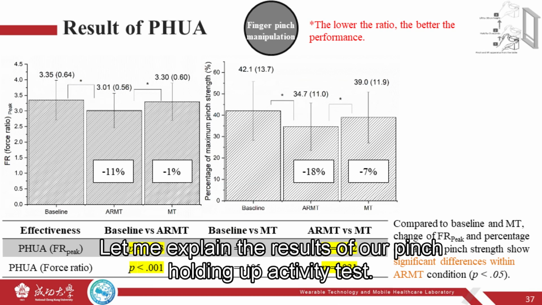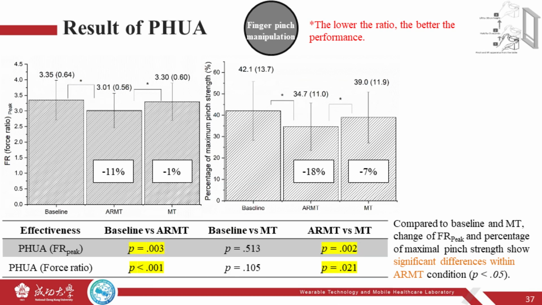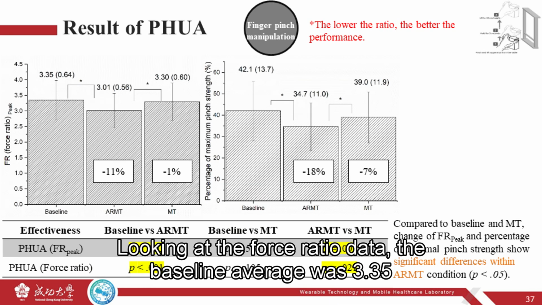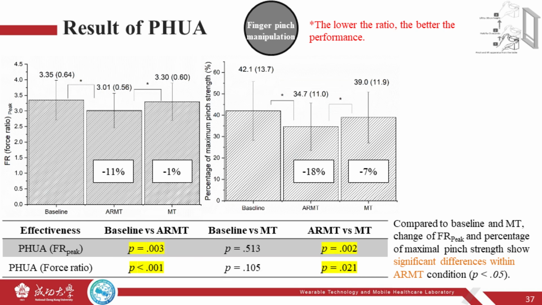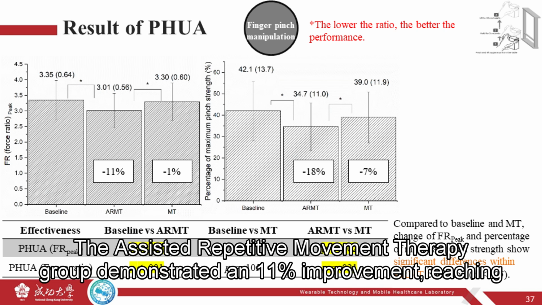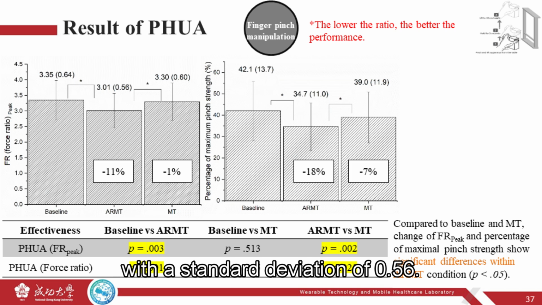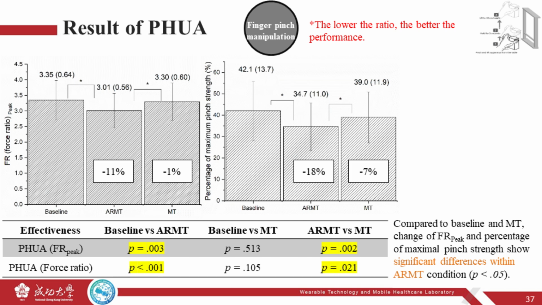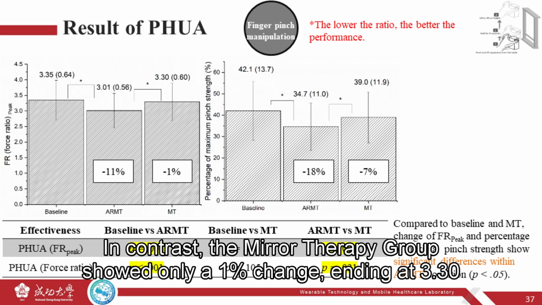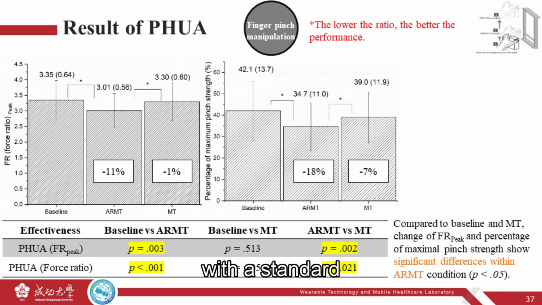Let me explain the results of our pinch holding up activity test. Looking at the force ratio data, the baseline average was 3.35 with a standard deviation of 0.64. The assisted repetitive movement therapy group demonstrated an 11% improvement, reaching 3.01 with a standard deviation of 0.56. In contrast, the mirror therapy group showed only a 1% change, ending at 3.30 with a standard deviation of 0.60.